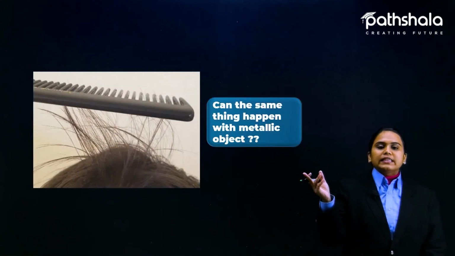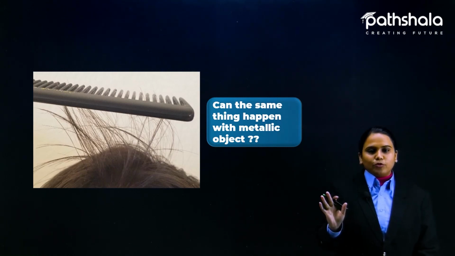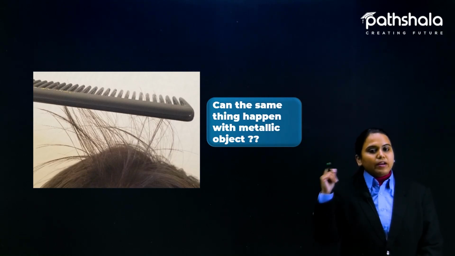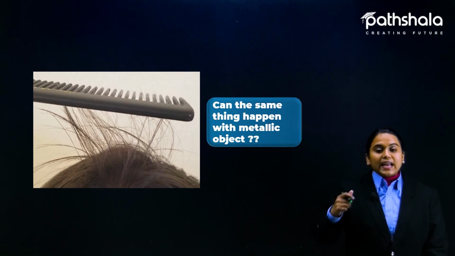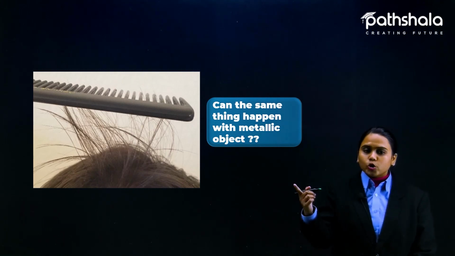Have you ever seen this kind of thing at home, where it randomly happens with you? I can bet you have. Whenever you try to comb, especially in winter, your hair sticks to the comb. Why does this happen? And can it happen with a metallic comb also?